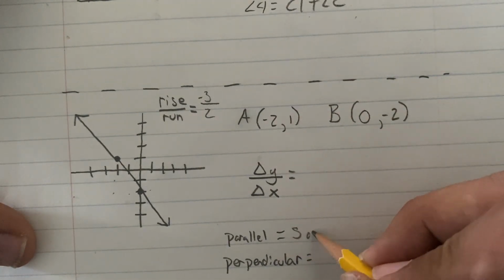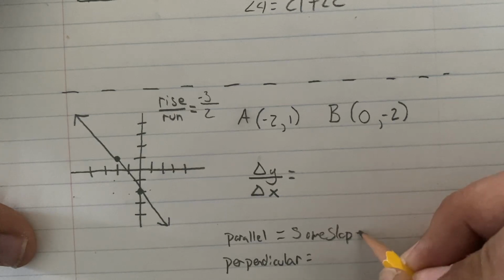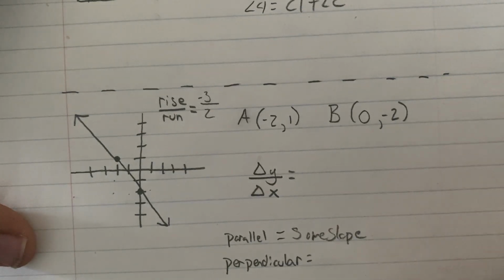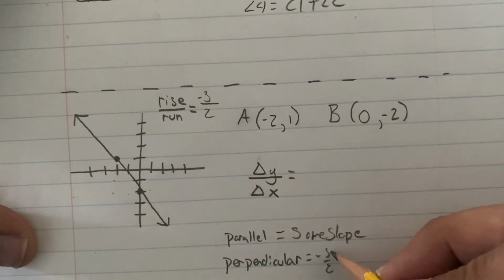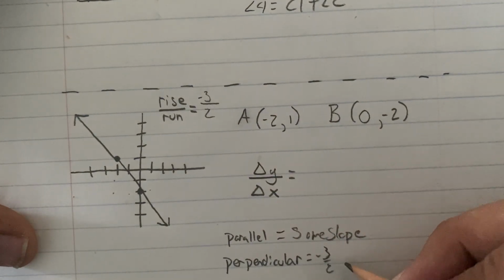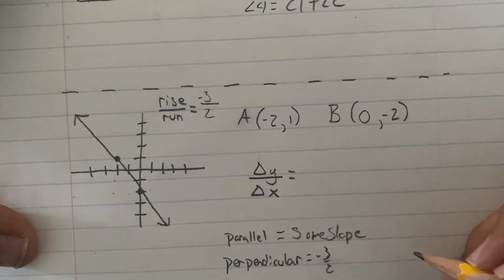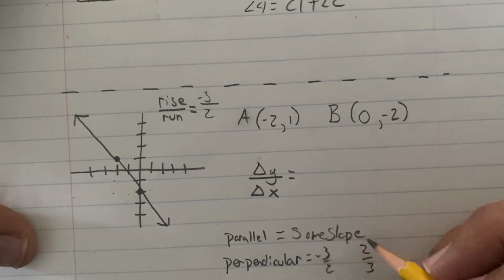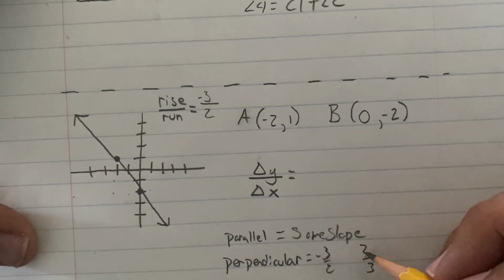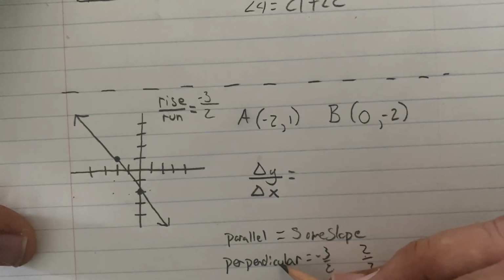So same slope. If they have the exact opposite slope, so this slope is negative 3 over 2, if the other slope is the reciprocal and opposite, meaning 2 over 3 positive, because this is negative, this has to be positive. This is 3 over 2, this one's going to be 2 over 3. If this happens, then they are perpendicular.